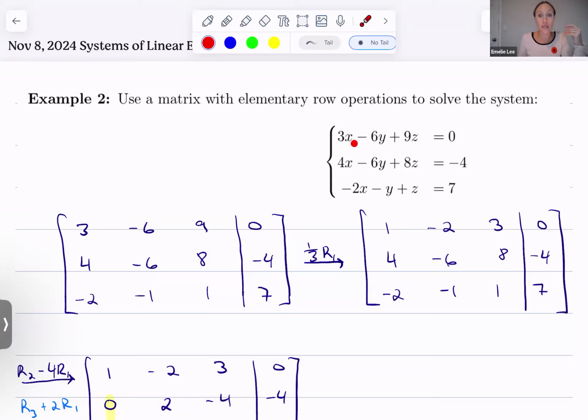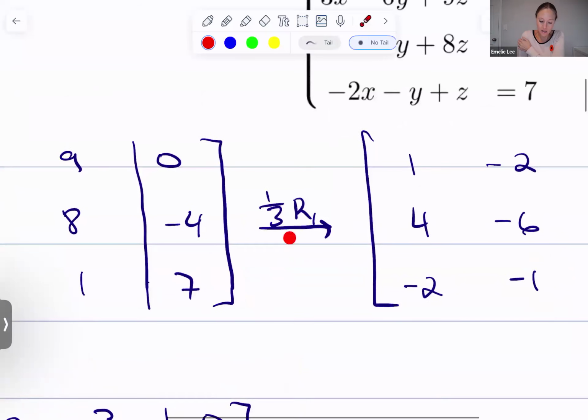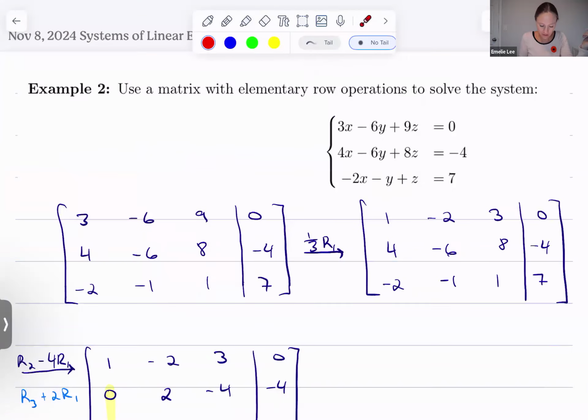What else are we allowed to do? We're allowed to multiply or divide by any number, right? And so any value that makes it convenient, usually turning things into a 1 is what we're doing. And we're allowed to add or subtract any multiple of a row to another row. Okay? And how we indicate that is by using R1 to denote row 1, R2, row 2, R3, obviously row 3.